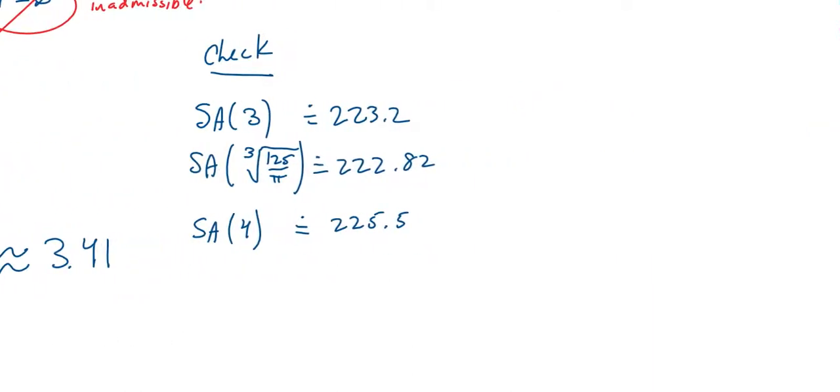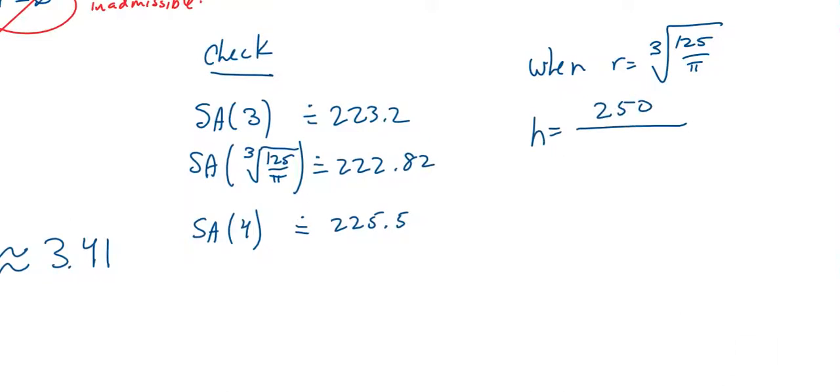Okay, and then it says find the dimensions. So when r equals the cube root of 125 over pi, h equals 250 over pi times the cube root of that thing squared, I think is a formula, which is about 6.9.